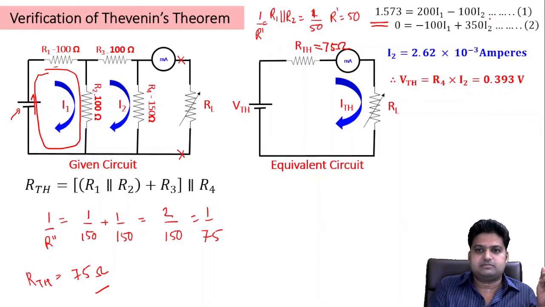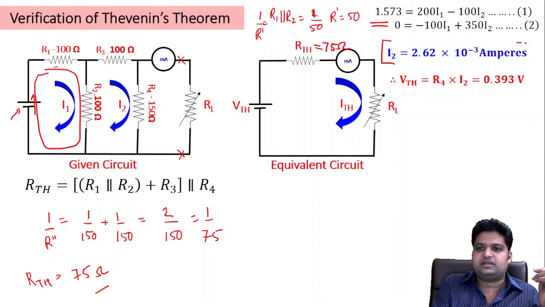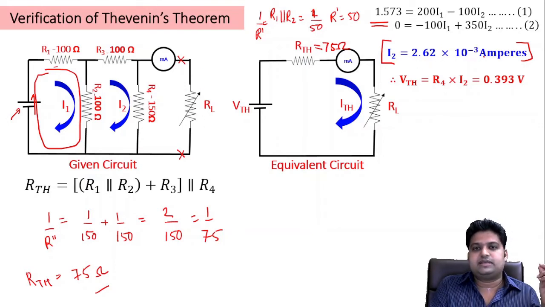You know how to solve linear equations simultaneously. Maybe you can multiply equation 2 by 2, and so you will get negative 200, and this will be 700, and if you solve it, you will get I2. We are interested only in I2 because I2 is the one which is in contact with the load that we are going to connect. So I2 is 2.62 into 10 raised to negative 3 amperes.